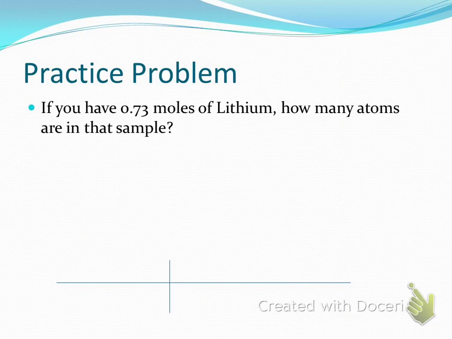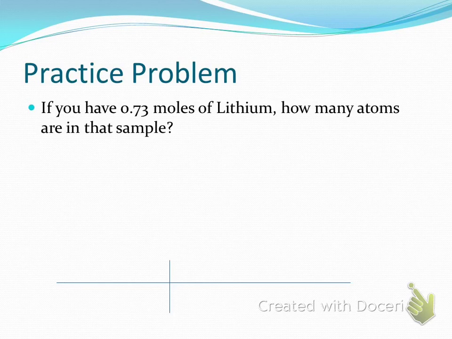All right, let's try this one. If we have 0.73 moles of lithium, how many atoms are in that sample? Okay, this is the same T-chart problem. Okay? So I actually already have my little T-chart drawn out here. But I'm always going to start by writing what I know. Okay, if I have 0.73 moles of lithium, how many atoms are in that sample?